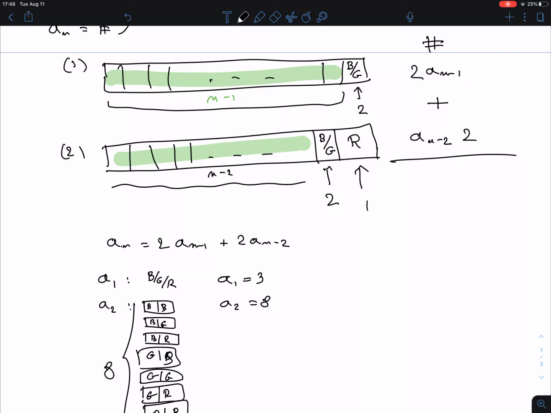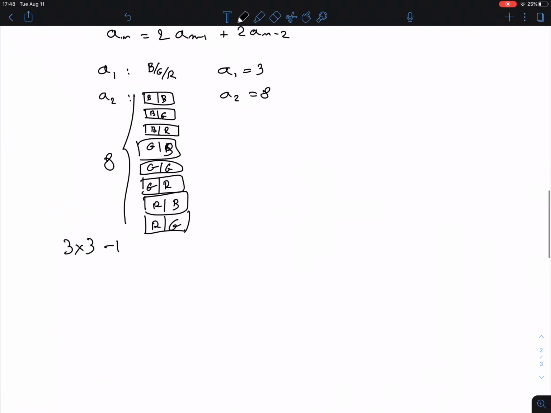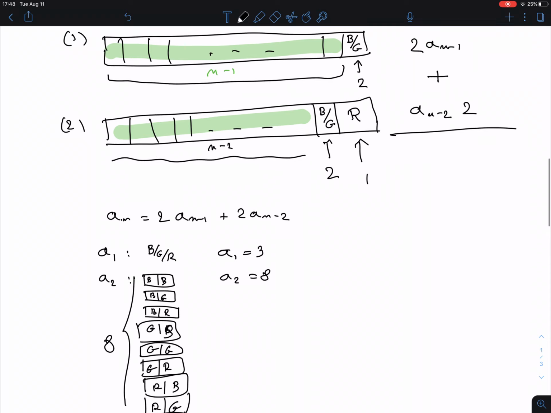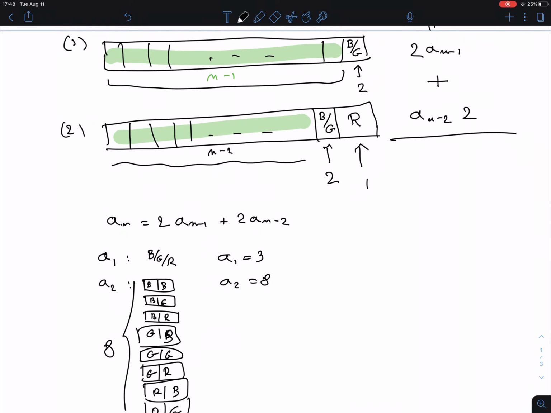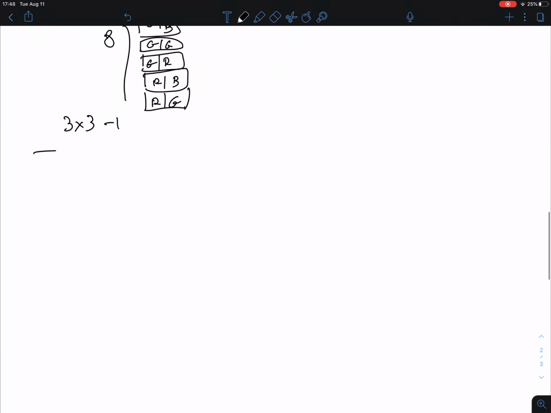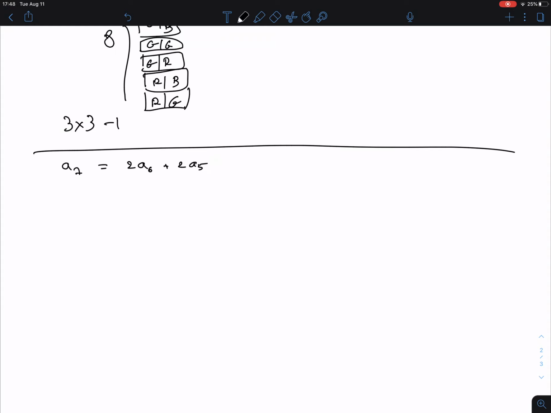How many ways are there to lay out a path of 7 tiles as described in part A? To do that, we really have to work it out. It's a little bit of calculation. A7 is 2 times A6 plus 2 times A5. So we have to calculate A6. That is 2 times A5 plus 2 times A4.